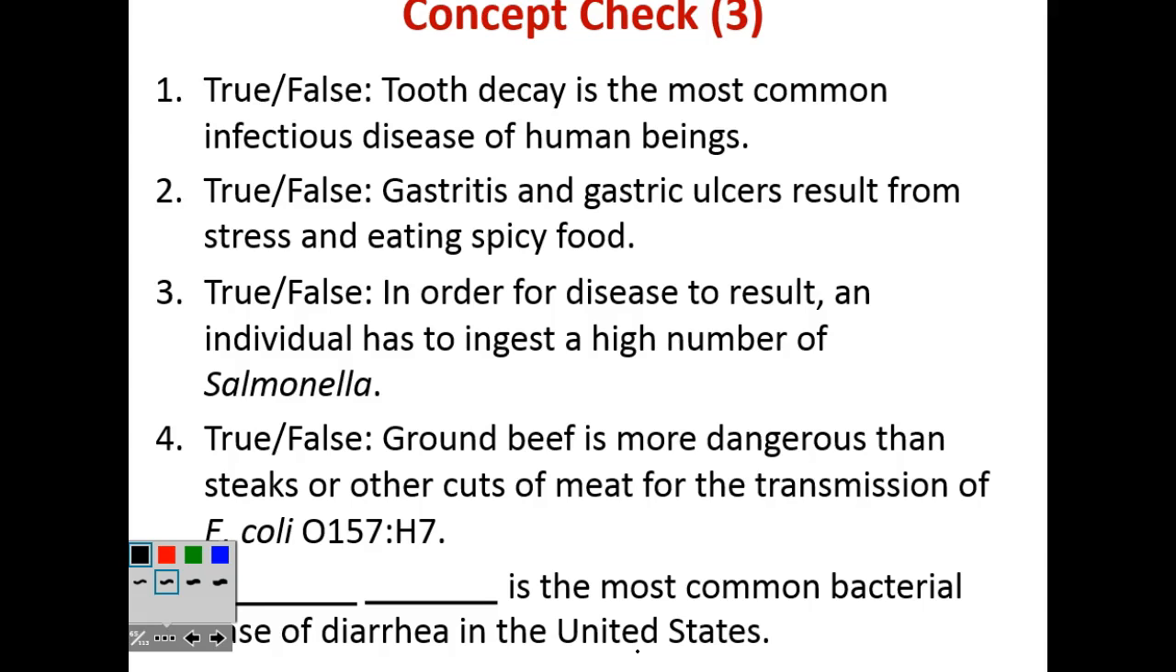Tooth decay is the most common infectious disease of human beings. Gastritis and gastric ulcers result from stress and eating spicy food. Is that true? False. What was number one? Was number one true or false? How about number three? In order for disease to result, an individual has to ingest a high number of Salmonella. What was the infectious dose of Salmonella? Just a few little microbes? Ground beef is more dangerous than steaks or other cuts of meat for the transmission of E. coli. True or false?